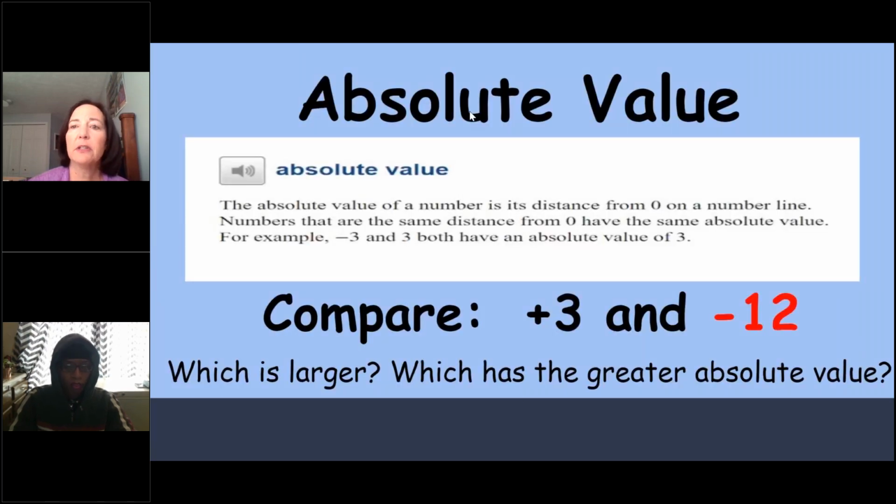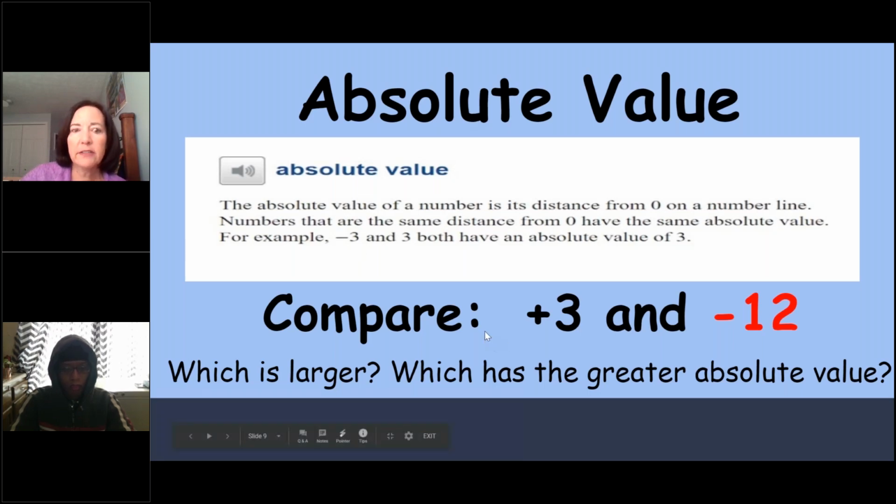The next vocabulary term is absolute value. This is going to be a term that helps us to speak more precisely and to compare more precisely the numbers that we're working with today. Absolute value of a number is the distance from 0 on a number line. So, for instance, a positive 3 is 3 jumps from 0, so its absolute value is 3. Negative 3 is also 3 jumps from 0, so its absolute value is also a 3.